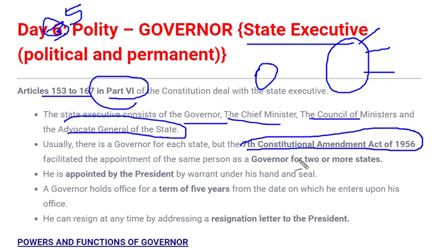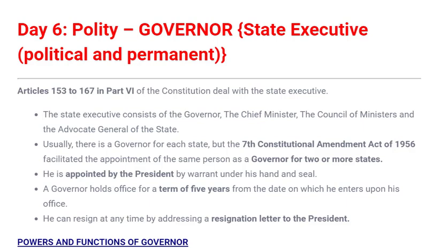And how is the governor appointed? In the last video we saw that we had a president, and the president was elected by an electoral college. I'm not going to go into that again because we have studied it in the last video, but I can revise it here. The electoral college consisted of elected members of Lok Sabha, elected members of Rajya Sabha, and elected members of the Union Territories of Delhi and Pondicherry, which were later added after some amendment of the Constitution. Those were responsible for electing the president.